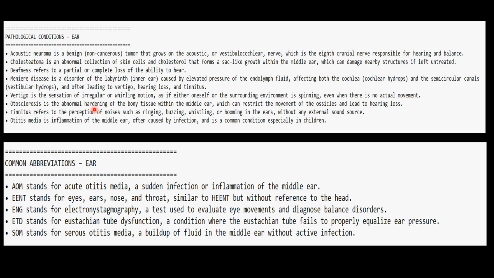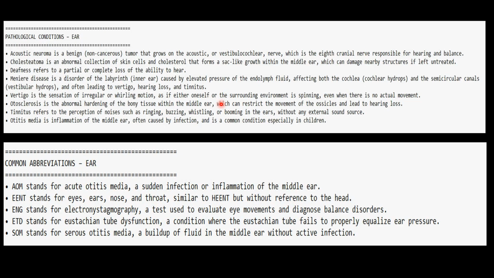Then we have osteosclerosis, which is an abnormal hardening of the bony tissue within the middle ear, which can restrict the movement of the ossicles and lead to hearing loss. So why is the ossicle movement blocked? Because of this hardening of the bony tissue within the middle ear. Sometimes if someone gives you a task where these conditions are specified, like osteosclerosis or vertigo, you should know at least these terms. That's why we are going through it.